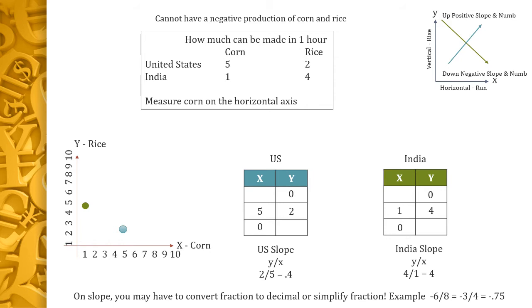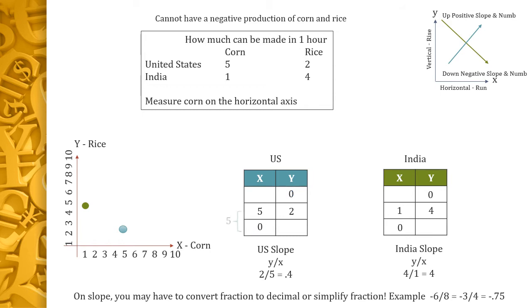At some point, we're not going to produce any corn. So can I fill in the rest of this chart if I know where my 0 spots are? Remember here, I'm not producing any corn, and over here, the U.S. is not going to produce any rice. So the question would be, what numbers go in the other boxes? And you get this question all the time.